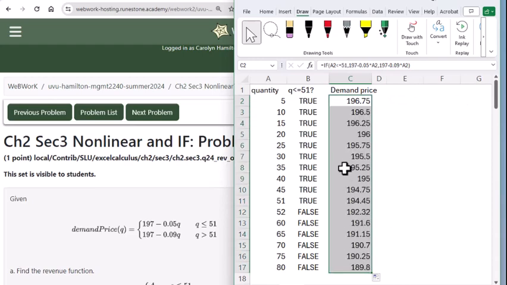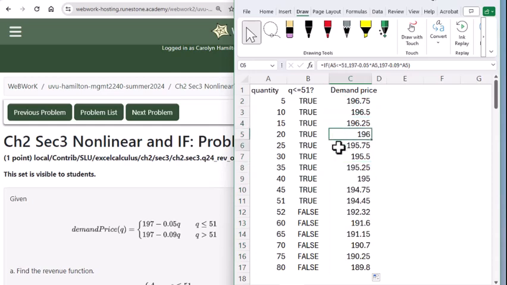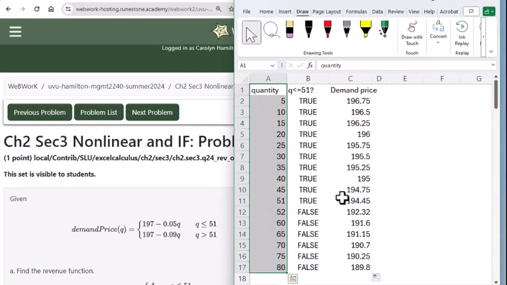Okay, so the demand price, you see that the price is going steadily down. It's going down by, looks like, 25 cents. But then suddenly it goes down by 30 cents and then more and more. Okay, so let me graph this. I want to graph the quantity and the demand price.